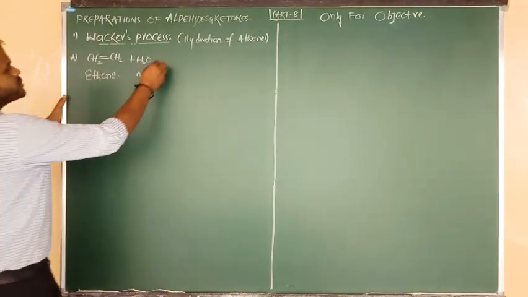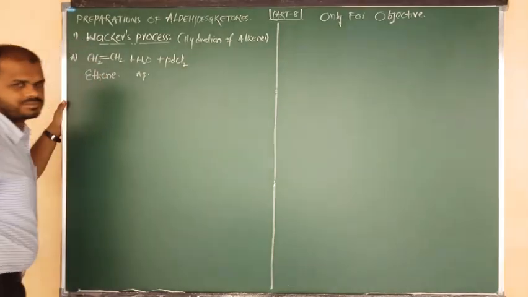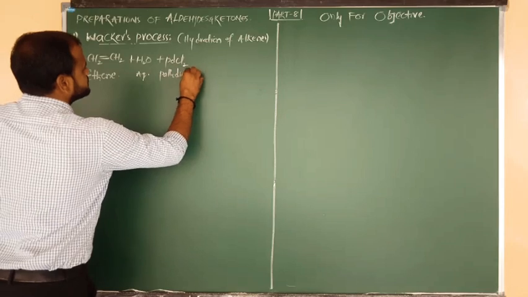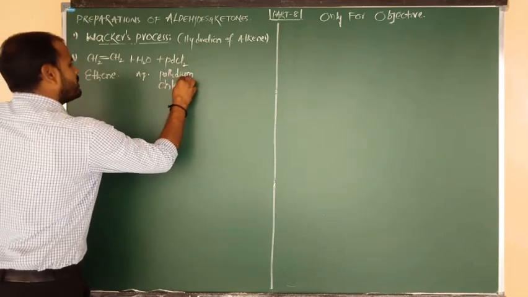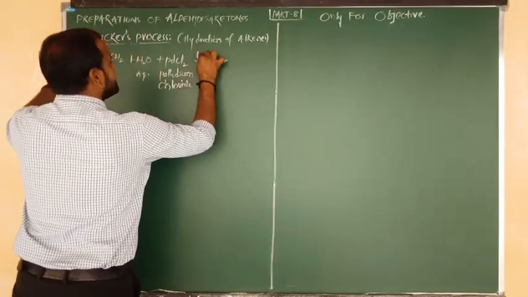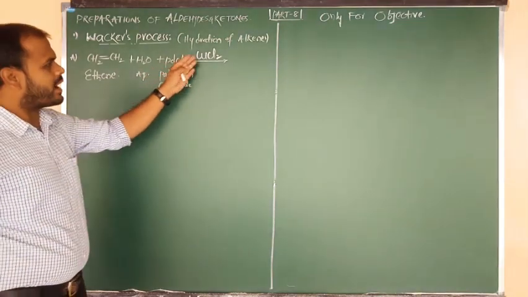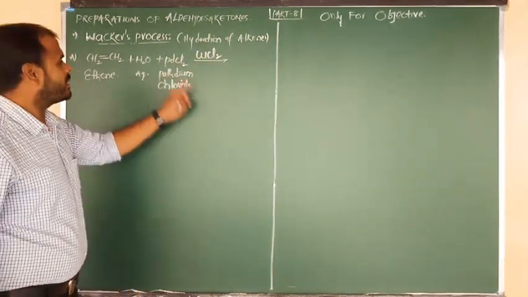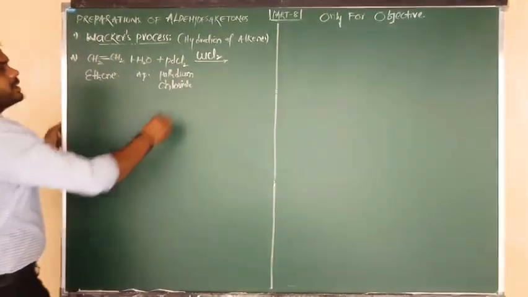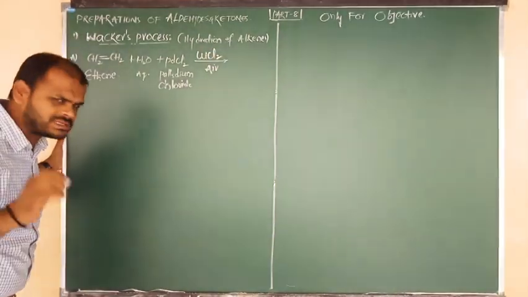Palladium chloride we write as PdCl2, and the reaction takes place in presence of CuCl2, cupric chloride. A mixture of palladium chloride plus cupric chloride in aqueous condition is what we call Wacker's reagent. This reaction takes place in presence of air, that is, in presence of oxygen also.